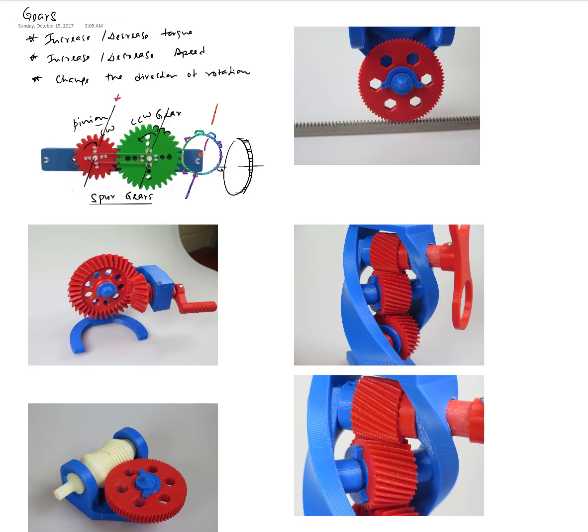Now we'll see later on how we analyze what the speed ratios would be, what the torque ratios would be, and so on. But you will see that the spur gears are very popular and very common among the gearing systems. In fact, you will get a couple of these in your snappy axle kit as well.